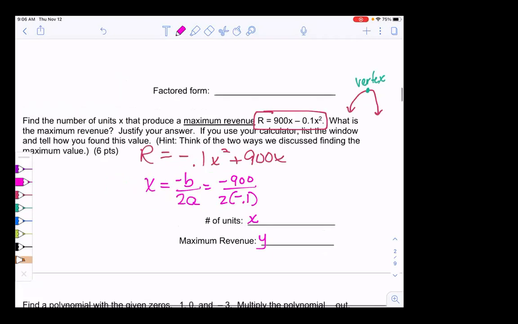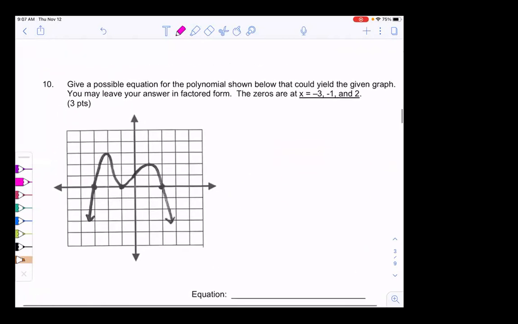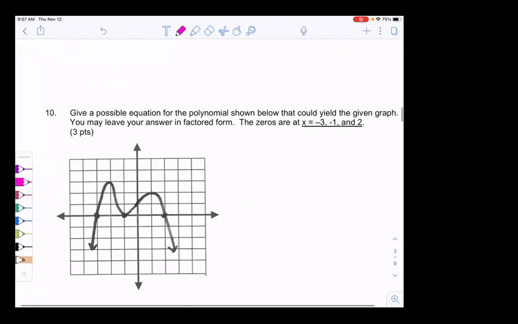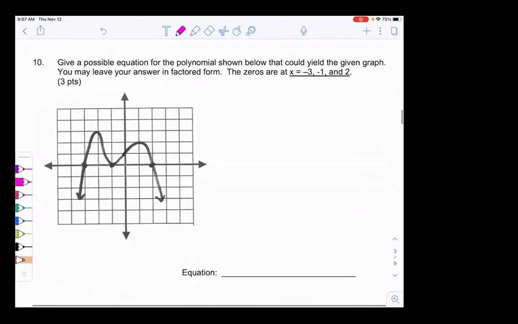The last one that I wanted to talk about, my hopes were that this last problem was like the easy peasy problem of the quiz, the last two really. So number 9 was just listing the possible zeros. So in my mind, that's like 4 free points. I even made it 4 points. That's just P over Q. And number 10, we have a graph and we're trying to give the equation for the graph. And again, I thought like this should just be 3 easy points. So they get 7 easy points to end the test.